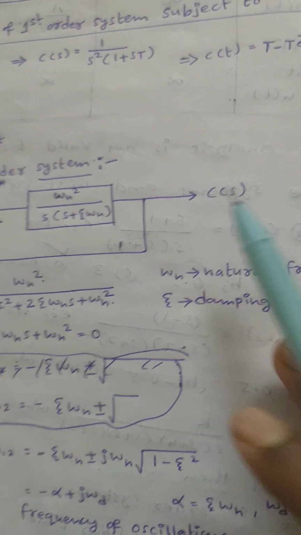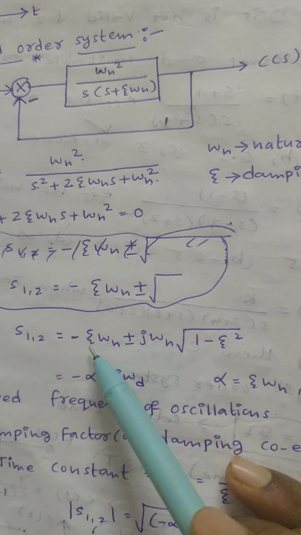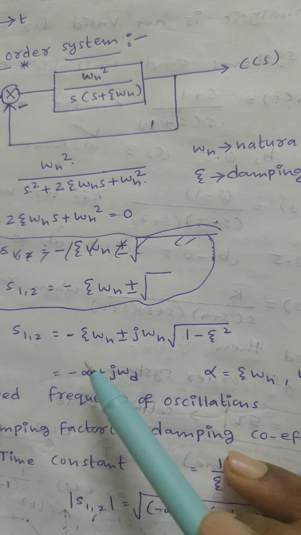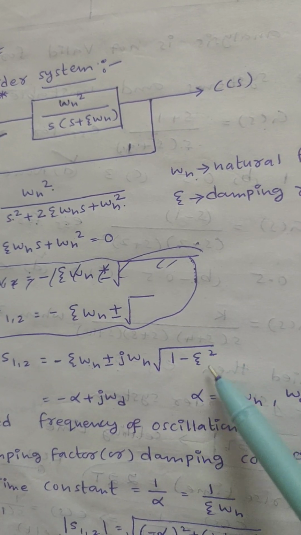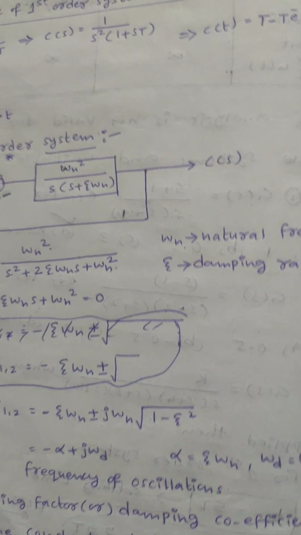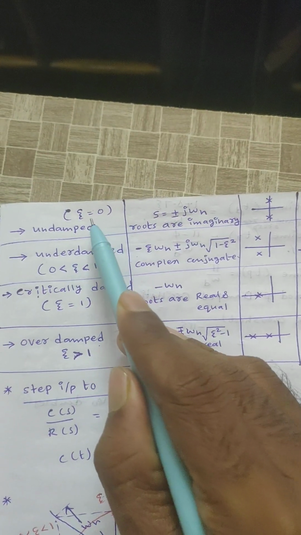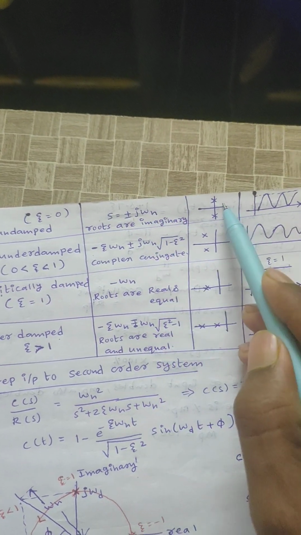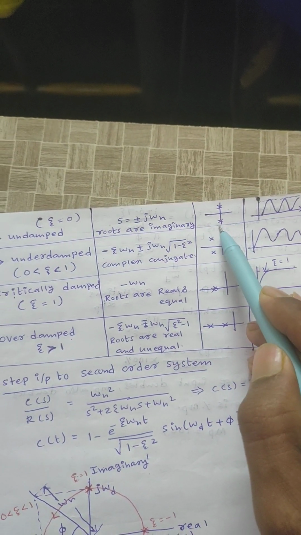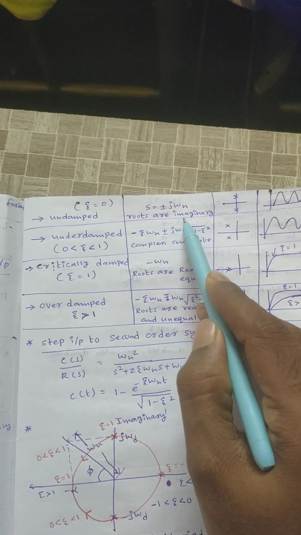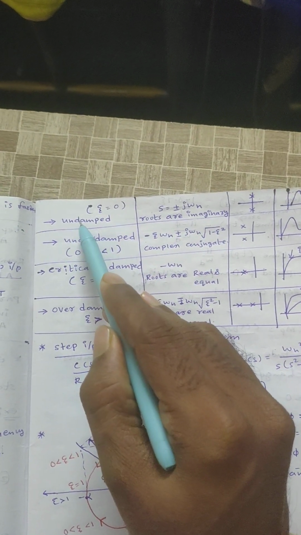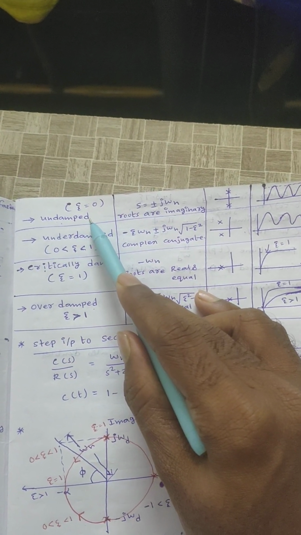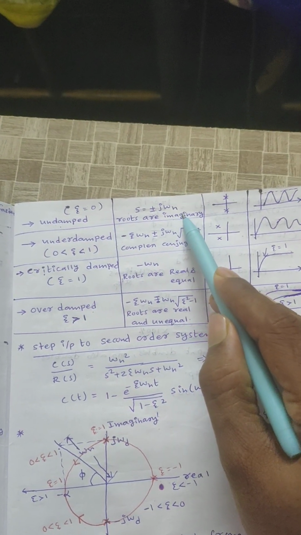Now first of all, zeta is equal to 0. Substitute zeta value as 0. When zeta is 0, the real part is 0 and this value is also 0, so you will get only plus or minus j into omega n. When zeta is equal to 0, the roots are plus or minus j omega n. That means the roots are located on the imaginary axis, all roots are imaginary. This system is an undamped system. For this undamped system, the roots are placed on the imaginary axis.